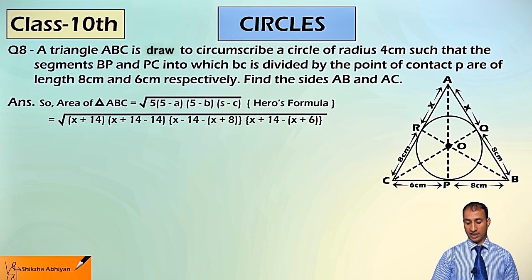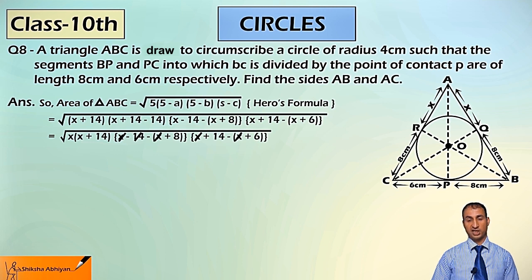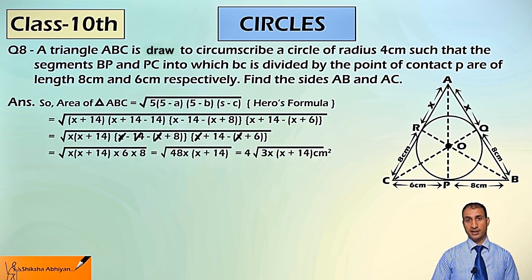On solving, what will you get? Under root x into (x plus 14), and this x is cancelled by this minus x. And also in the second bracket x is cancelled by this minus x. So see, now 14 minus 8 is 6 and 14 minus 6 is 8. So 8 into 6 is 48. So 48x into (x plus 14). 48 में से आप क्या लिख सकते हैं स्टूडेंट? 16 into 3 और 16 में से 4 बाहर आएगा, अंदर 3 रह जाएगा. So 4 root 3x into (x plus 14) centimeter square is the area of triangle ABC.